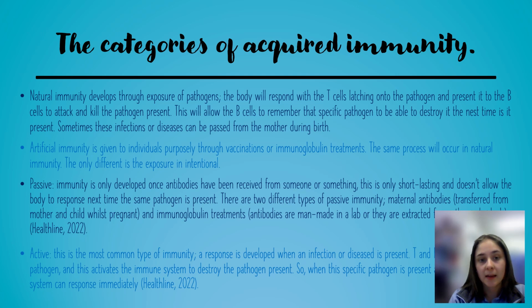Active immunity is the most common type of immunity. A response is developed when an infection or a disease is present. T and B cells are then able to attack this pathogen, and this activates the immune system to destroy the pathogen present. So when the specific pathogen is present again, the immune system will be able to respond immediately.